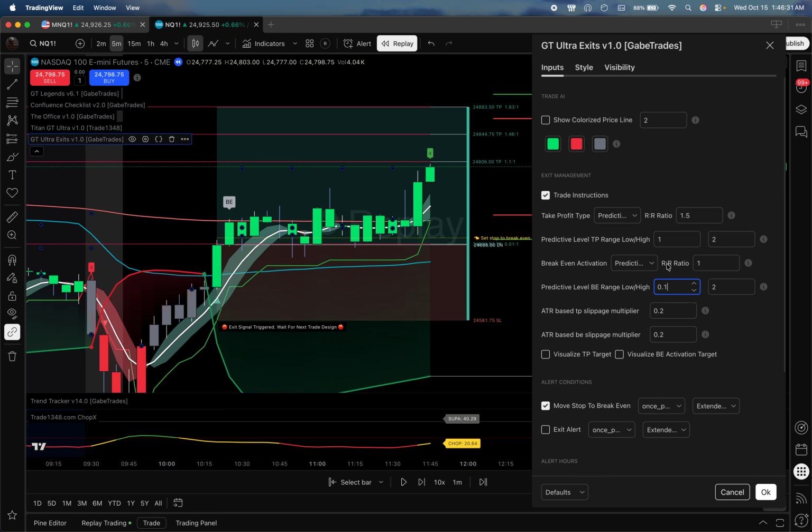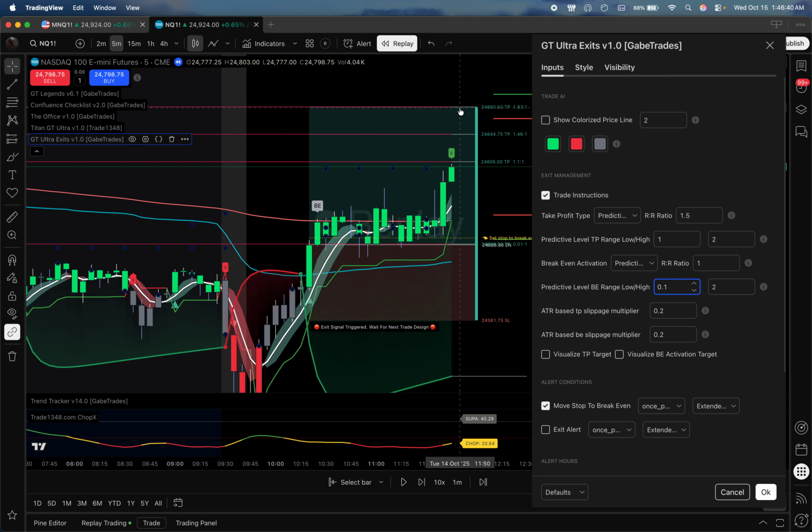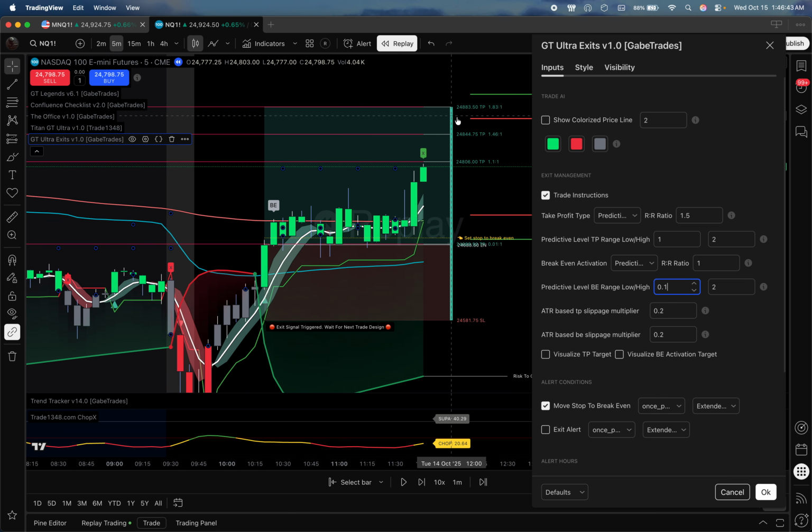But let's say we wanted to get a bit more out of this trade, and we feel like this thing is going to go maybe all the way up till here. So what I can do is set the predictive level low and high to at least target a 1.5 to 1. So I'm just asking it to find the closest level between a 1.5 to 1 and a 2 to 1, which actually happens to be this level. But I want to be defensive and I want to protect my entry when I can get at least a 1 to 1. So what I'm going to do is change this to a risk to reward ratio, and I'm going to leave this at a 1 to 1.